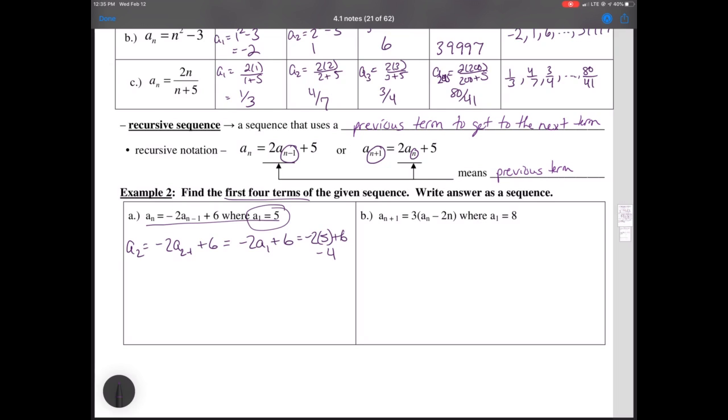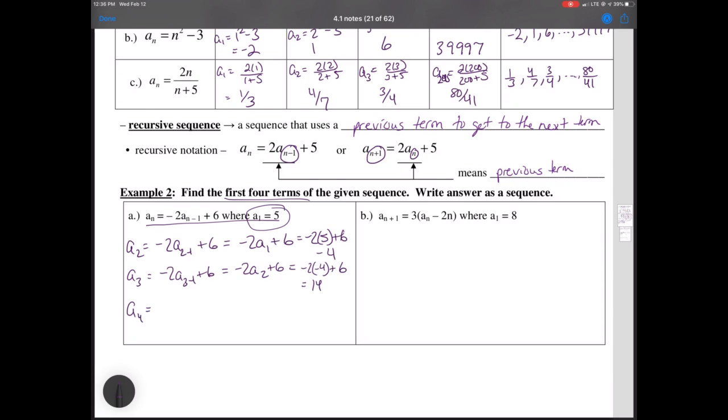So now we want to find the third term. a sub 3 equals -2 times a sub 2 plus 6. Well, we know a sub 2 because we just found it to be -4. So now we'll plug that in: -2 times -4 plus 6. And once we do that, we get 14.